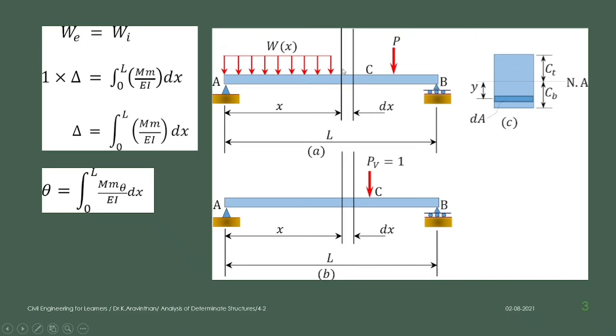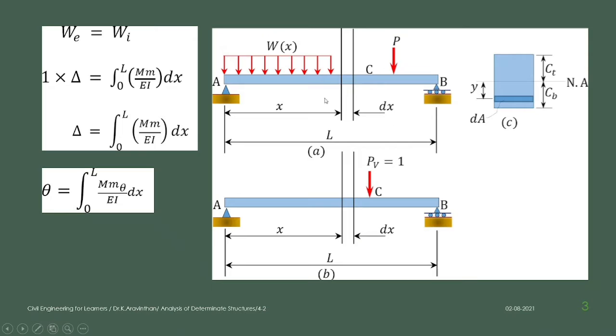Let us take this as an example. A beam is loaded with a point load of P and you have a uniformly distributed load of W into X. In this case, the beam has a cross section of B into D, and half the portion is compressive and half the portion is tensile.